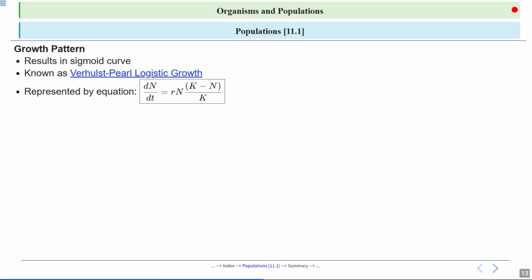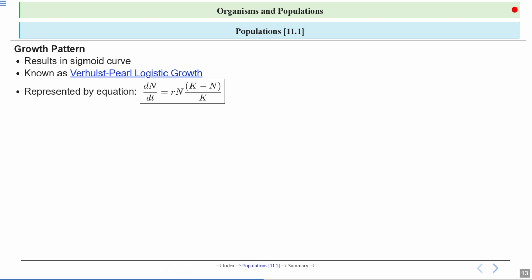Okay, clear? For the exponential growth curve, what is the equation? For the exponential growth curve, you have the equation dN/dt = rN. And for the logistic growth curve, where you get the sigmoidal curve, the equation is dN/dt = rN (K - N)/K.